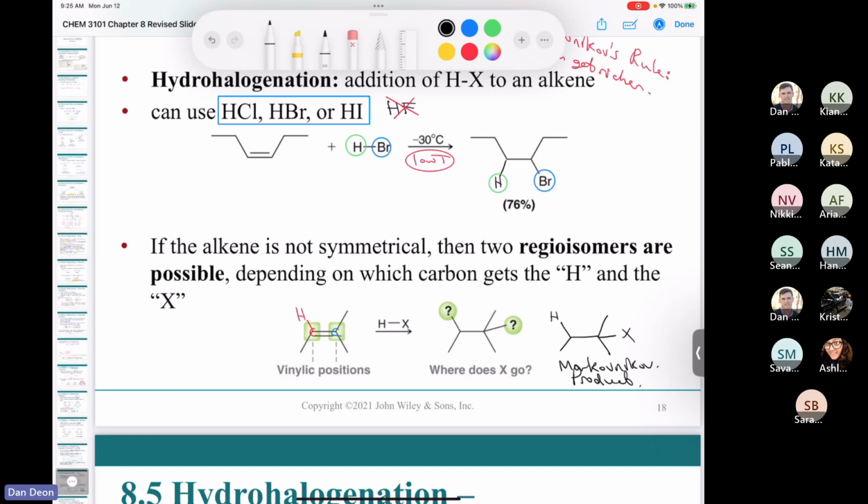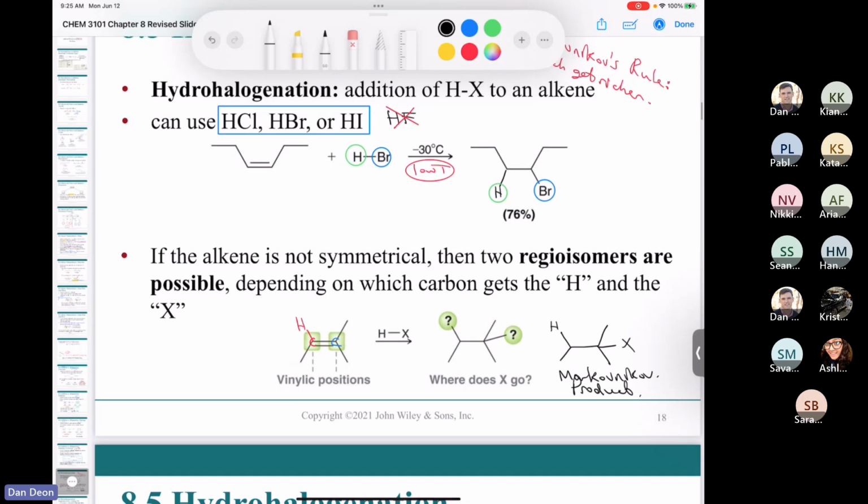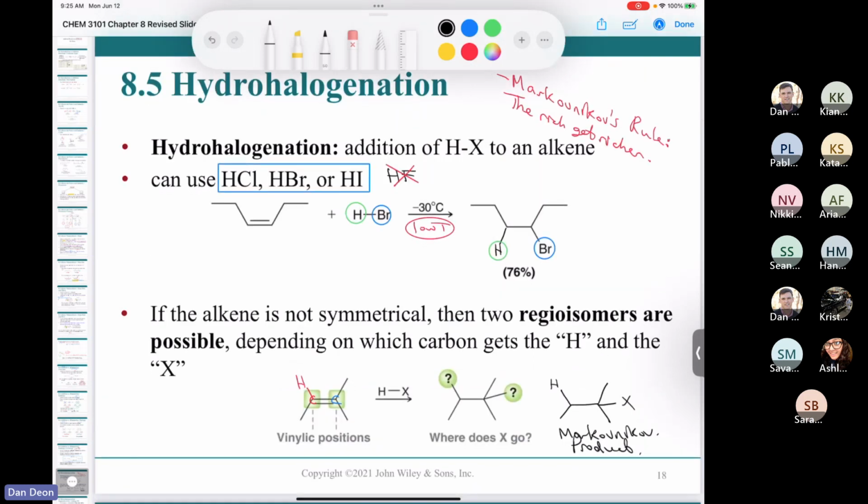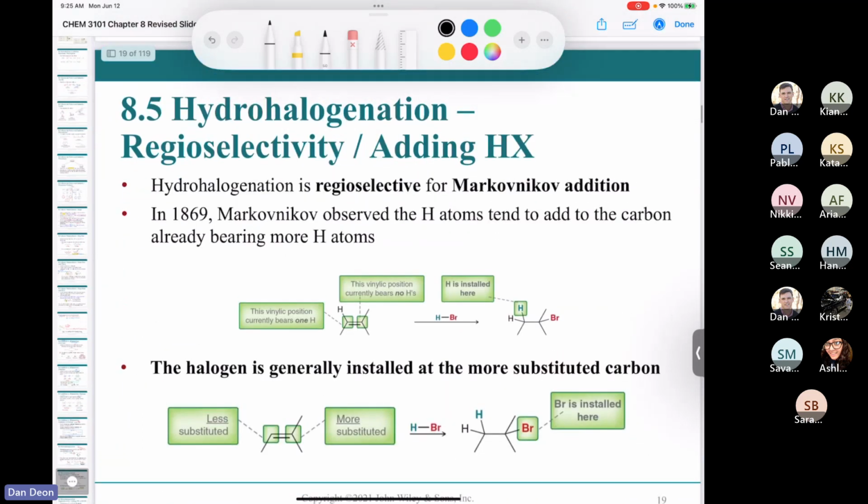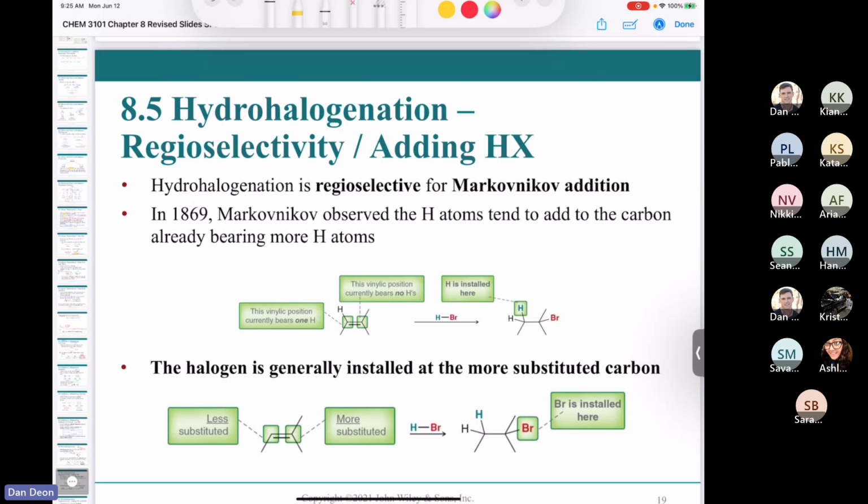If you have the other regioisomer, where you switch the hydrogen and the halogen, we call that the anti-Markovnikov product. And there are ways to obtain that product too. And if you're wondering, is there some kind of rationale for this? Yes, there definitely is, and I'm going to go into it in detail. So hydrohalogenation is regioselective for that rich getting richer, the Markovnikov addition product.